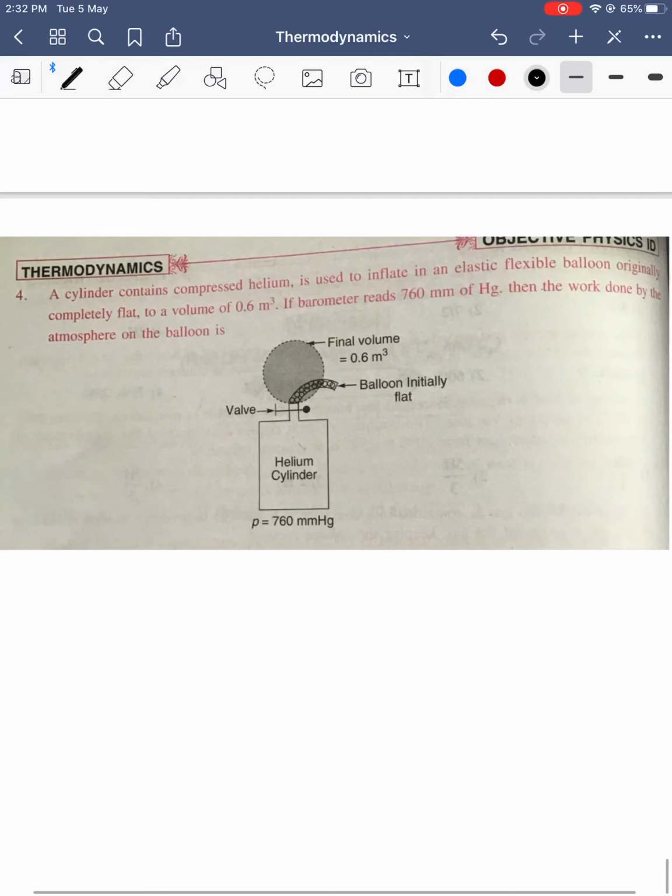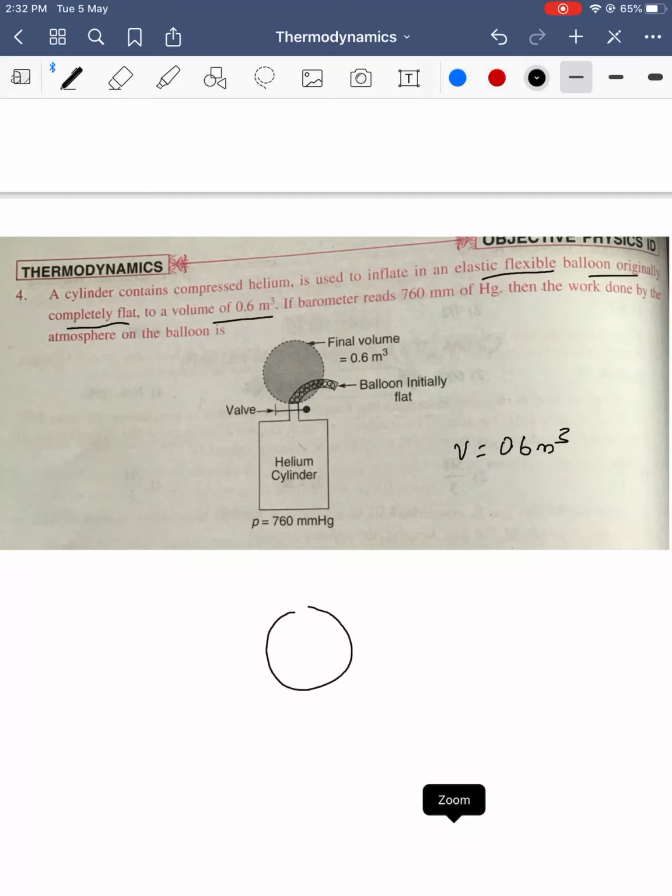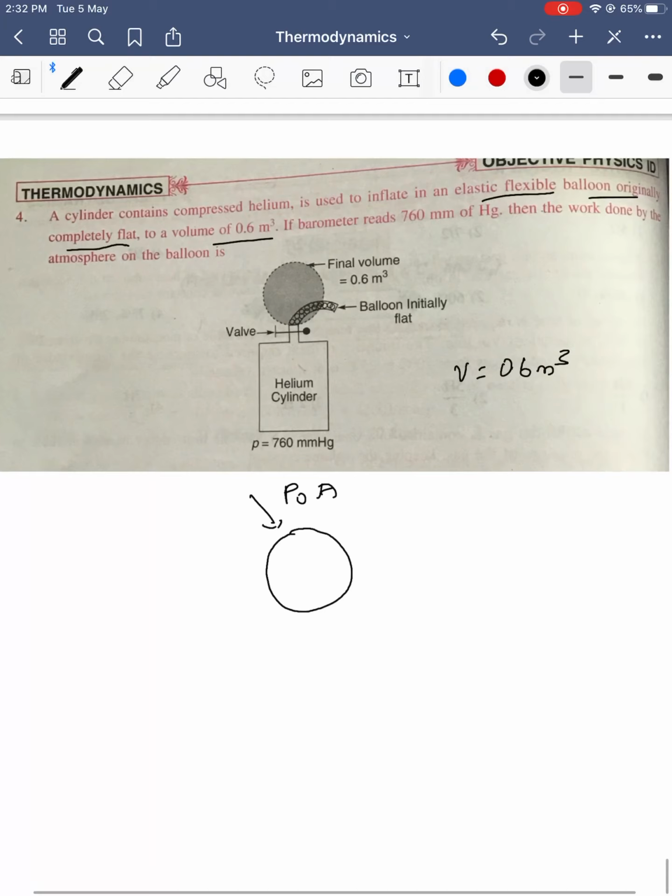Let's see this question. A cylinder contains compressed helium, used to inflate an elastic flexible balloon, originally completely flat, to a volume V. Initial volume is zero, and the final volume is 0.6 meter cube. Then what is the work done by the atmosphere on the balloon? Work done is the force applied, P naught into area. Work done is the integral of P naught into area into dx. P naught is atmospheric pressure, because the pressure acts on all sides.